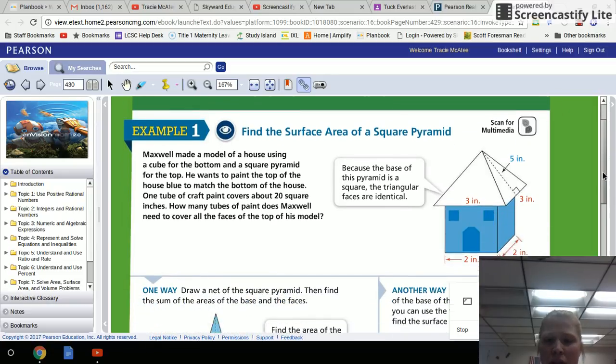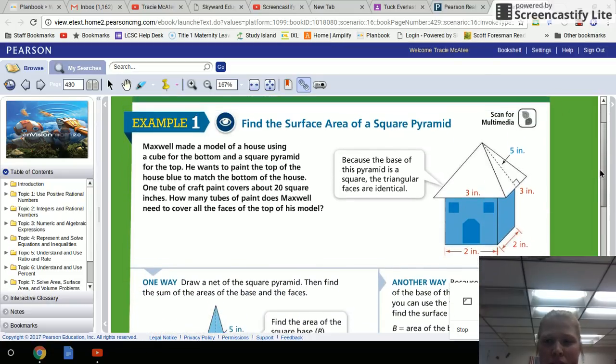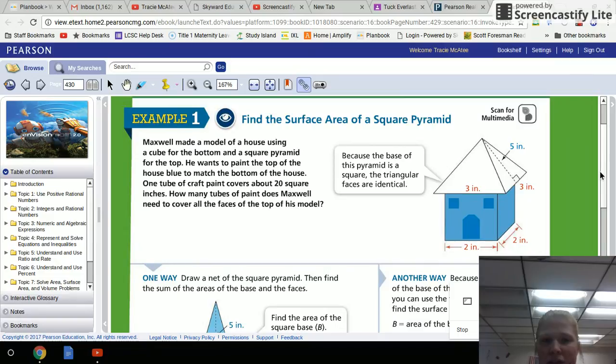Hey guys, today we're going to talk about Unit 7, Lesson 7, 7-7. We are going to be finding the surface area of pyramids. Yesterday we talked about finding the surface area of prisms.